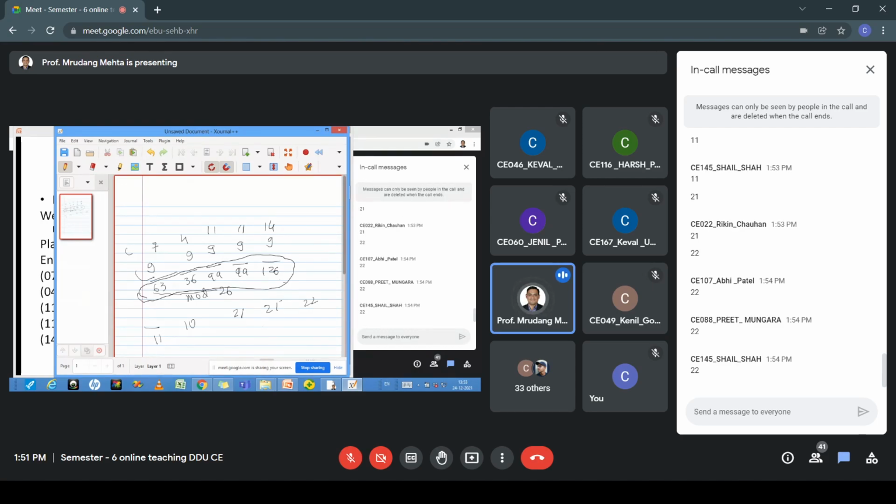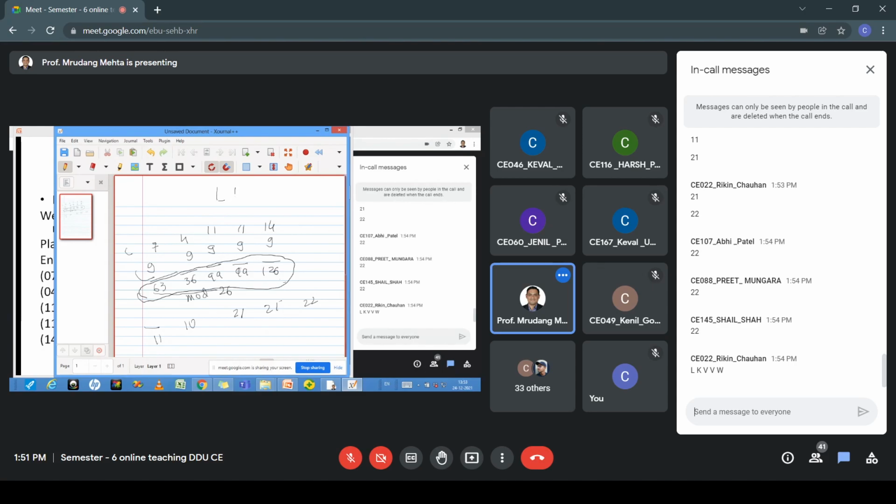Very good. So this results in the ciphertext. What is the ciphertext corresponding to 11, 10, 21, 21, 22? LKVVW. Okay, this is our ciphertext.